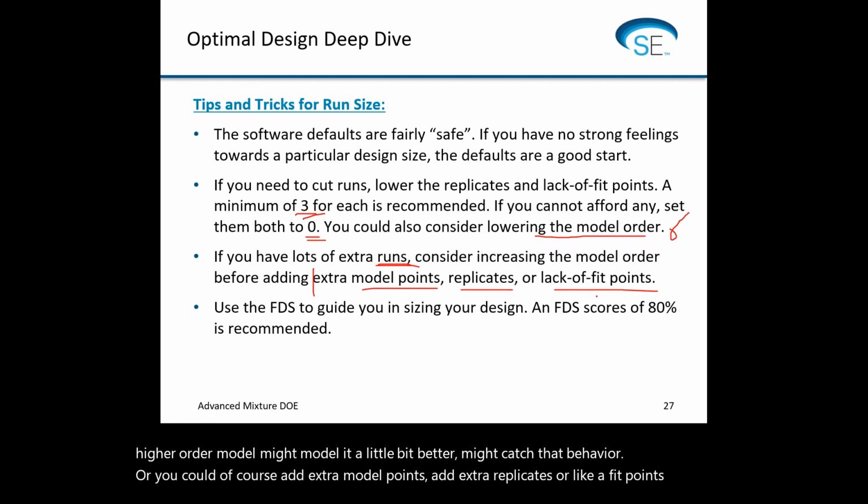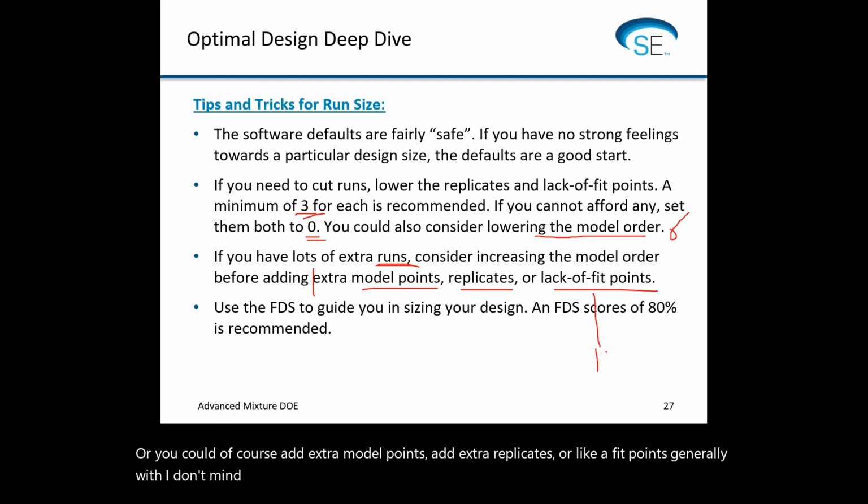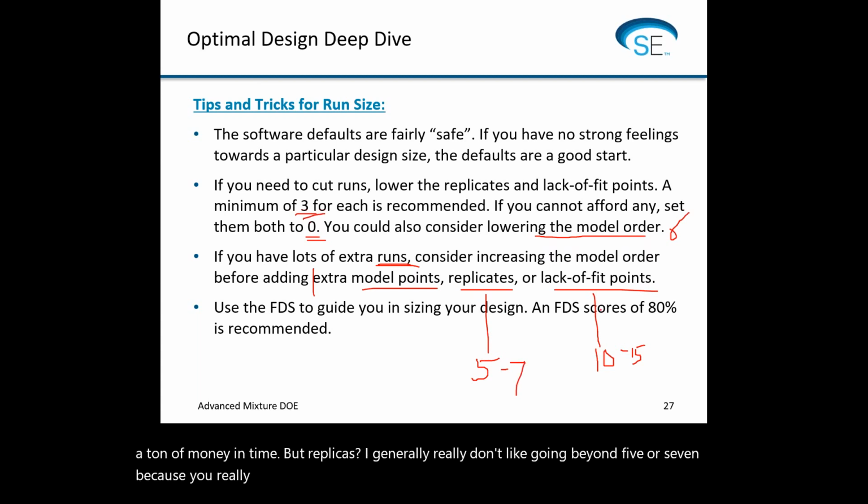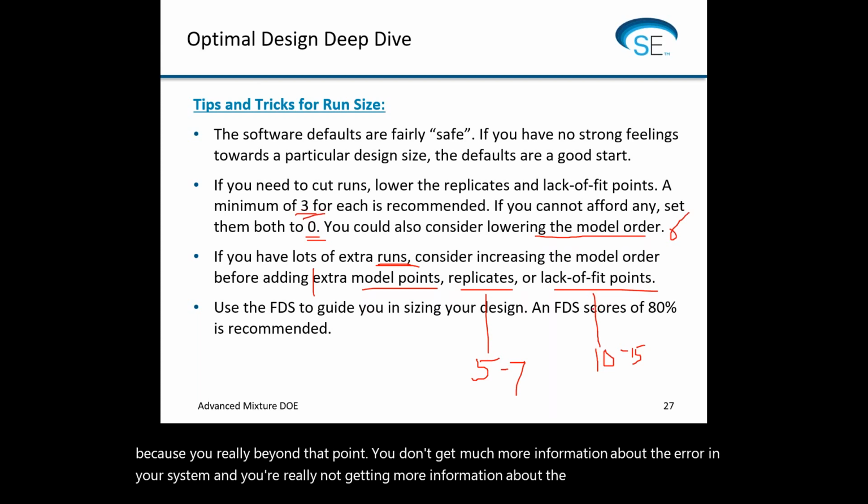Generally, I don't mind going up to something like 10 to 15 lack of fit points, I mean, if you really have a ton of money and time. But replicates, I generally really don't like going beyond 5 or 7, because beyond that point you don't get much more information about the error in your system, and you're really not getting more information about the model.